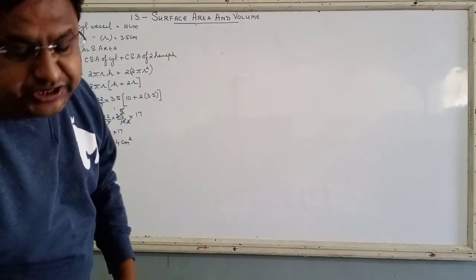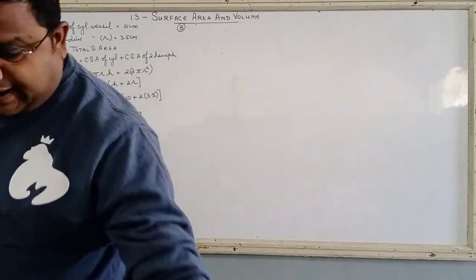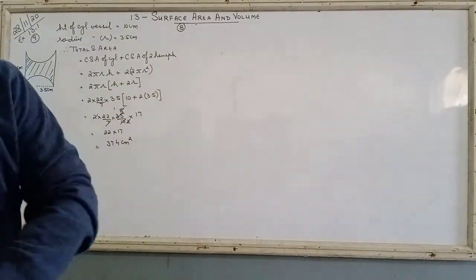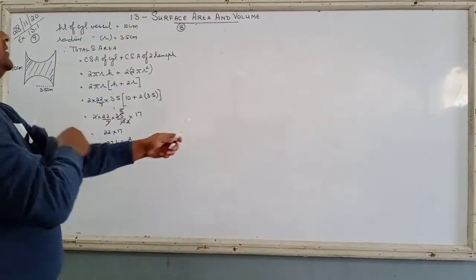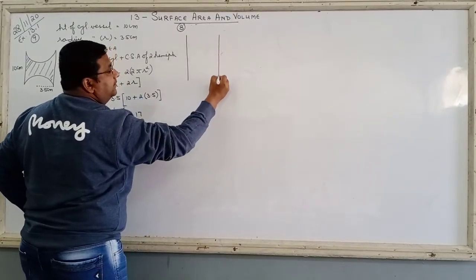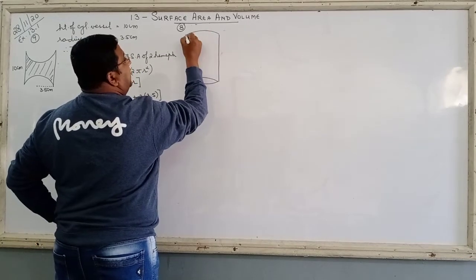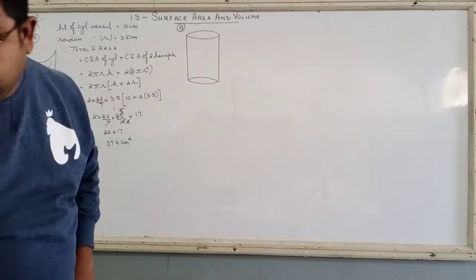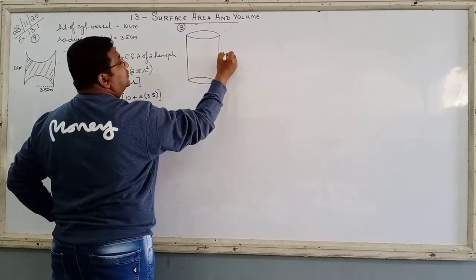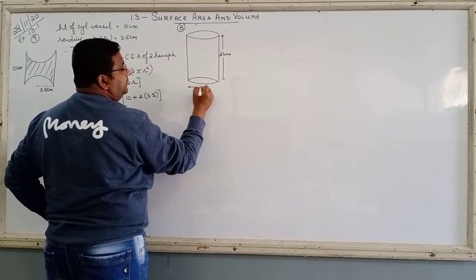Clear? Same kind of question is question number 8. Here, in this case, he says, from a solid cylinder whose height is 2.4 and diameter 1.4. Height of the cylinder is given to us and diameter is given to us. This is the cylinder. The height is 2.4 centimeter and diameter is 1.4 centimeter.